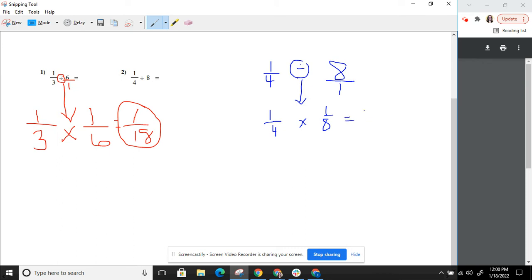And we're going to multiply now. 1/4 times 1/8, multiply across. 1 times 1 is 1. 4 times 8 is 32. So 1/4 divided by 8 is 1/32. So that is number 1 and number 2 from that first worksheet where you're taking your fractions and you're dividing them by whole numbers.